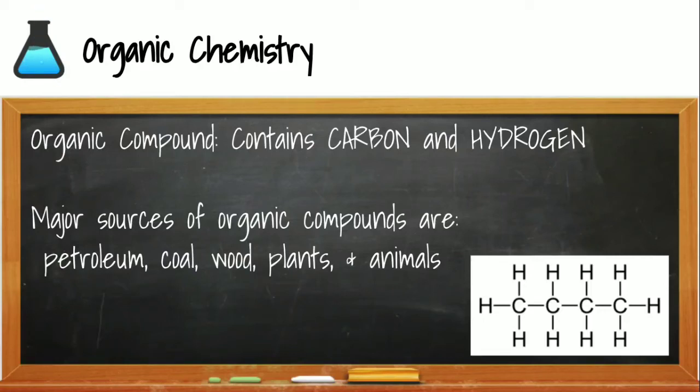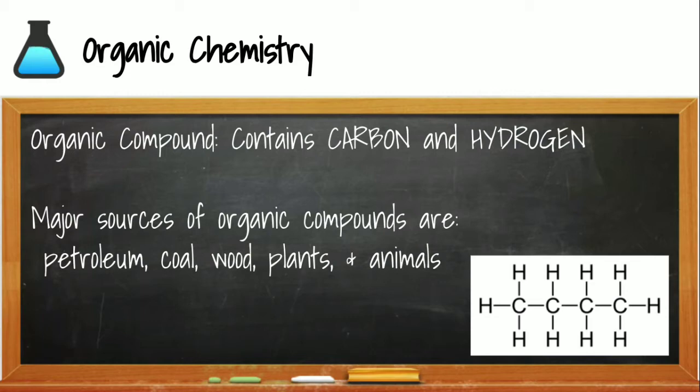Hi class, as we prepare to start our new unit on organic chemistry, we're going to take a look back to see how all of the material we've learned this year is going to connect to this new and exciting unit. Organic chemistry is its own field of chemistry, and in organic chemistry, all of the compounds will contain both carbon and hydrogen. In organic chemistry, all of the compounds derive from living things. Organic compounds include petroleum, which makes gasoline, coal, wood, plants, and animals.